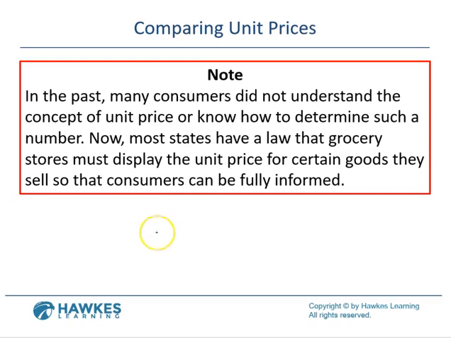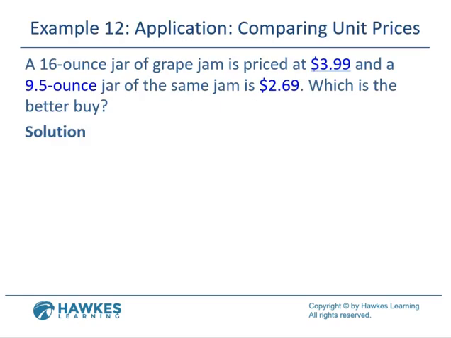Okay, well, if you look at the tag very closely, it's going to tell you how much it costs per ounce. Okay, so let's look at one. These are unit prices. A 16-ounce jar of grape jam is priced at $3.99, and a 9.5-ounce jar of the same jam is $2.69. I guess I got too used to reading the stuff in the decimal section.